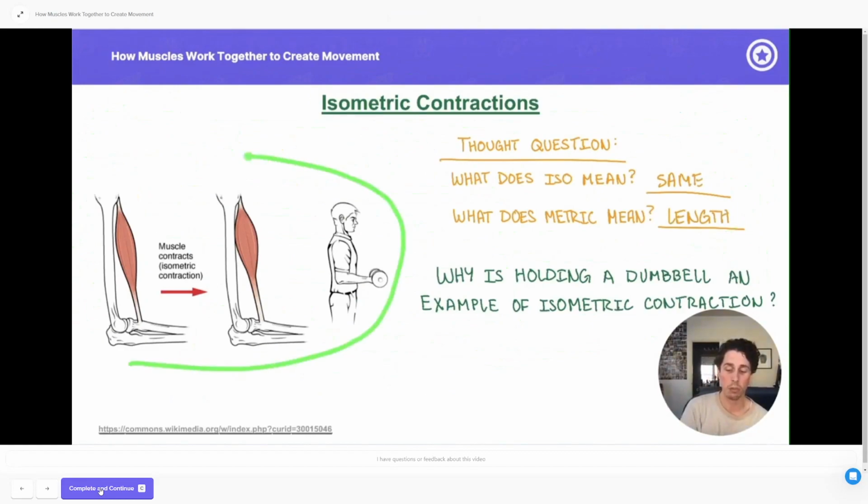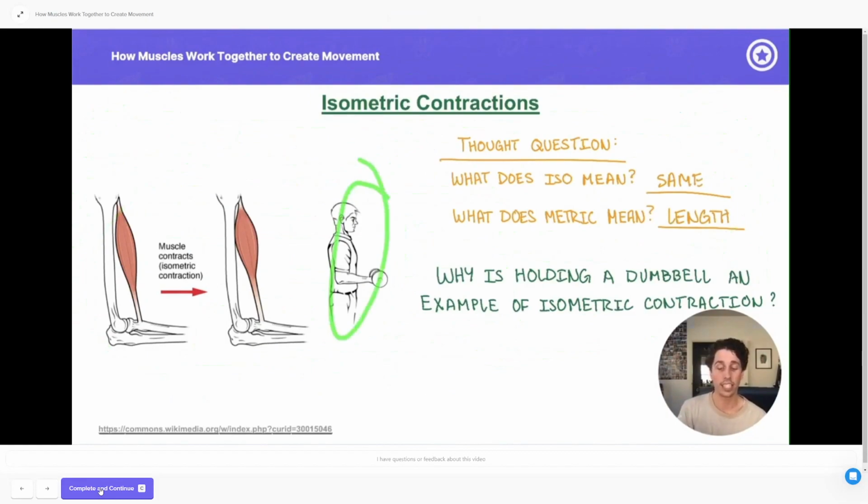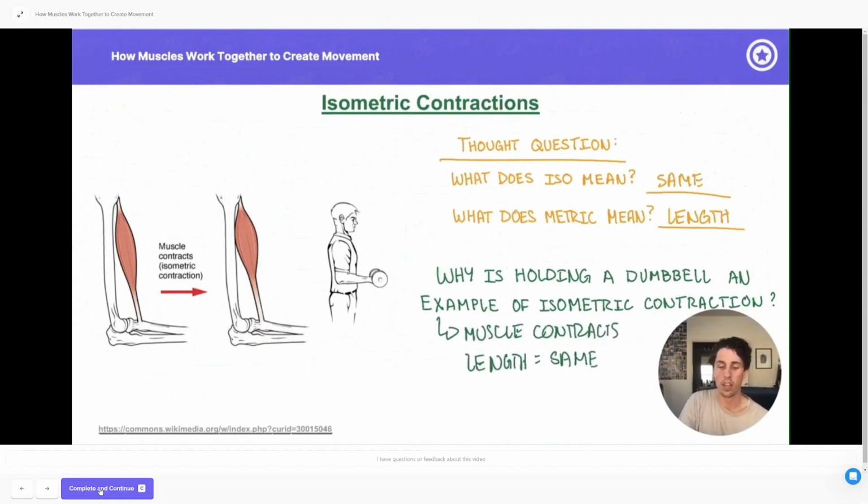So we can see that in an example right here. And so this guy right here is just holding that dumbbell straight out in front of him. That elbow's at that 90-degree angle. And so we can see right here before that dumbbell's being held, we have this length of the biceps brachii. And then right here, after that dumbbell has been grabbed and he's holding it out, we can see that it kind of contracts right here, but that muscle length is actually going to stay the same. It's not going to shorten or elongate. And so that kind of answers the question, why is holding a dumbbell an example of an isometric contraction? And so the muscle is still contracting. So let's go ahead and just write this in. So muscle contracts, but the length stays the same. Alright, so that's going to be an example of an isometric contraction.